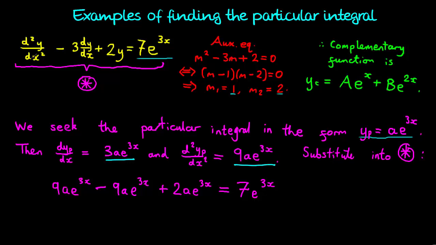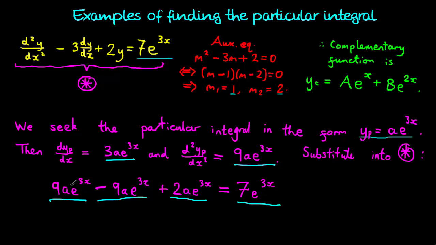Now if we substitute that into the equation I've labelled star up here, the original equation, then what do we have? Well, d2y by dx squared we said was going to be 9a e to the 3x, so that's where this comes from, minus 3 lots of dy by dx, so that's minus 3 lots of 3a e to the 3x, so that's minus 9a e to the 3x. And then we've got plus 2y, so that's going to be plus 2a e to the 3x, so that's this term here. And then on the right hand side, we haven't got any y's, so we haven't got anything to substitute, so that stays as 7e to the 3x.